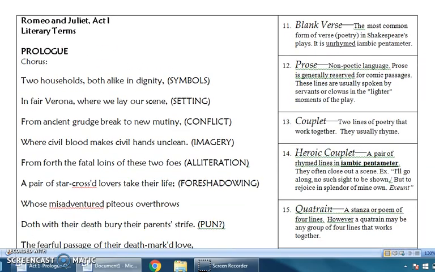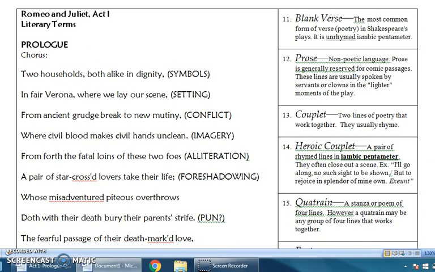The next thing that I wanted to point out were the literary terms, because as you're doing your analysis, you want to pay attention to the literary terms. So here I identified symbols, because the households really symbolize the two families. Here I have setting. We find out where the play takes place. Conflict, because we have the grudge between the two families. Obviously, we find out the conflict. Imagery with the blood on the hands, where civil blood makes civil hands unclean.